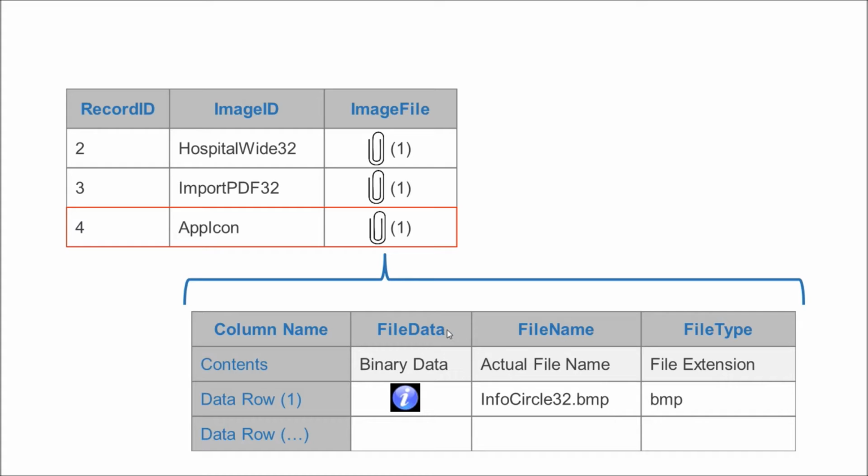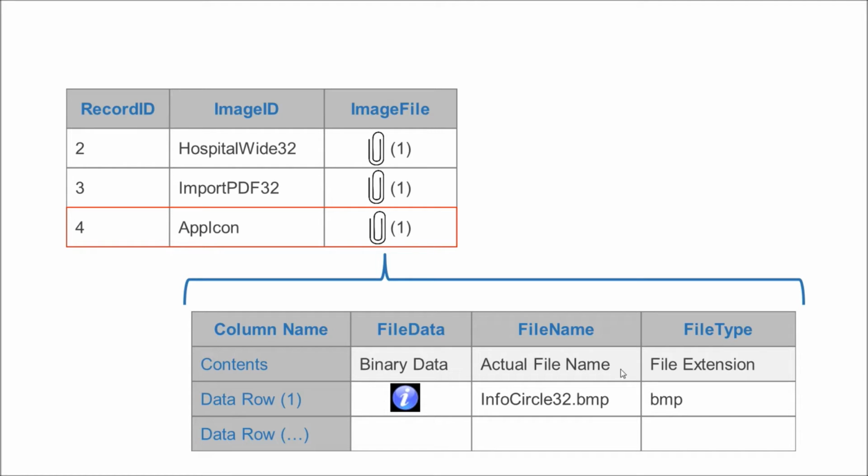The first column you have in there is called file data, and it holds the binary data of whatever file you've put in there. In our case, it's our app icon image. The second column is file name. It's the actual file name of whatever file you loaded in there, not the full path. It's just the last part of the name, the file name itself and the extension. In our case, this image I had called InfoCircle32 bitmap before it got loaded up here. And the last column is the file type. It holds a file extension. In this case, it's a bitmap.